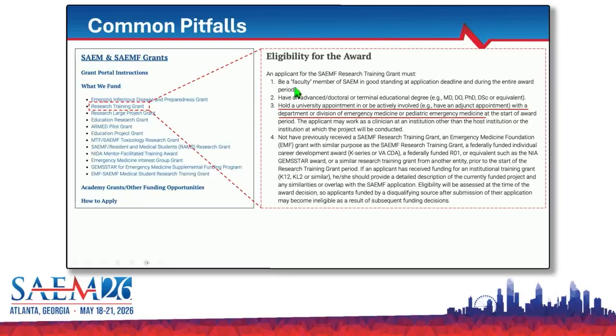First thing, actually even before this, be a faculty member, okay, so that's one thing. Have an advanced doctoral degree, I imagine that includes MD or PhD, so I think everybody in this room probably qualifies. Hold a university appointment or an adjunct appointment in a division or department of emergency medicine or pediatric emergency medicine. Remember, do not apply if you're not eligible.